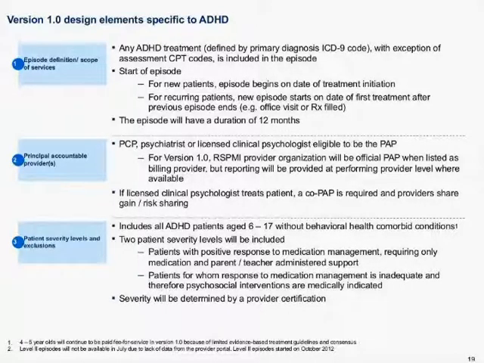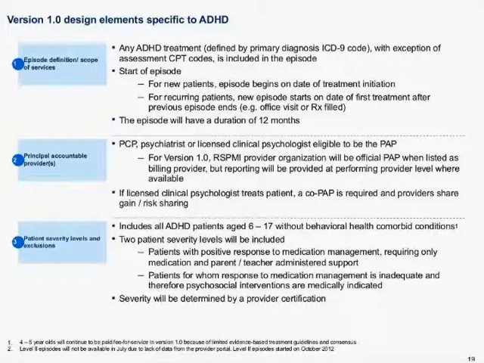The principal accountable provider, also known as the PAP, can be the PCP, psychiatrist, or licensed clinical psychologist. When a licensed clinical psychologist not associated with an RSPMI delivers the majority of care, he or she will require a co-PAP with the ability to write a prescription for medication. For version 1.0, the RSPMI provider organization will be the official PAP when listed as the billing provider. However, where applicable, the patient detail section of the report will be provided at the performing provider level.